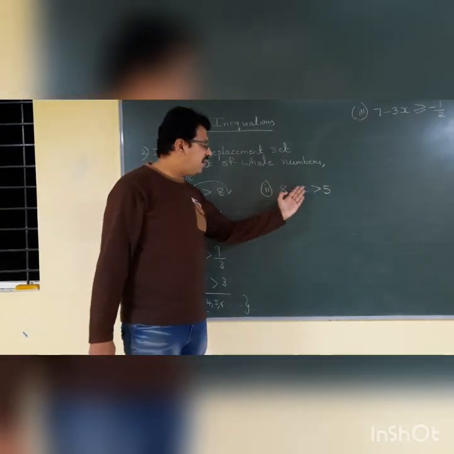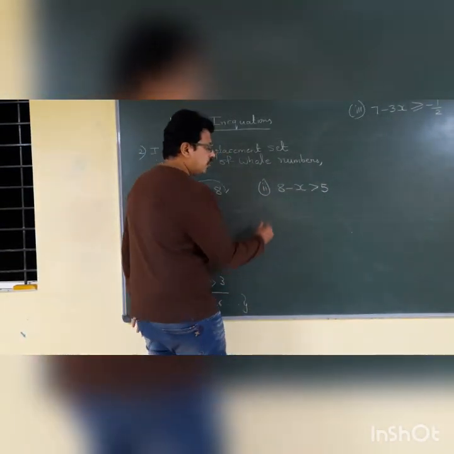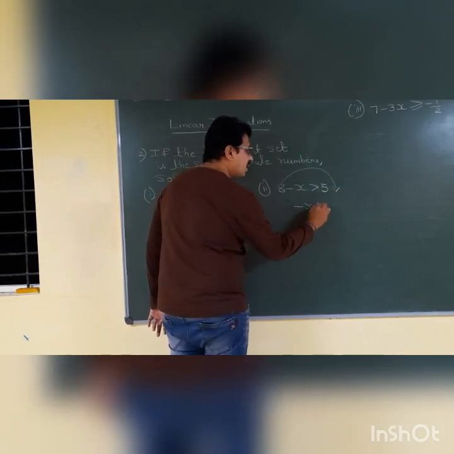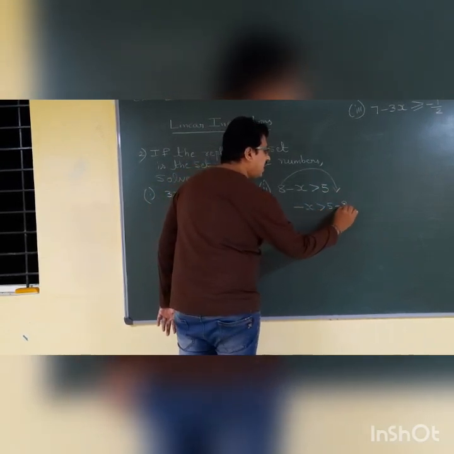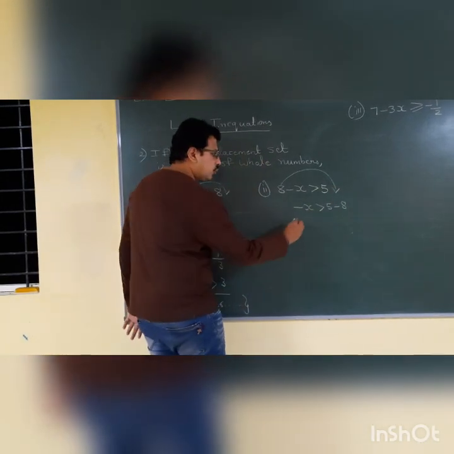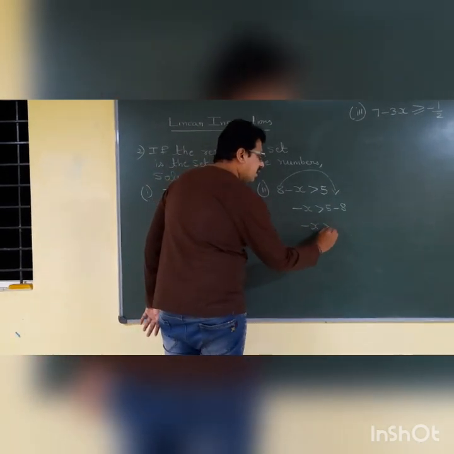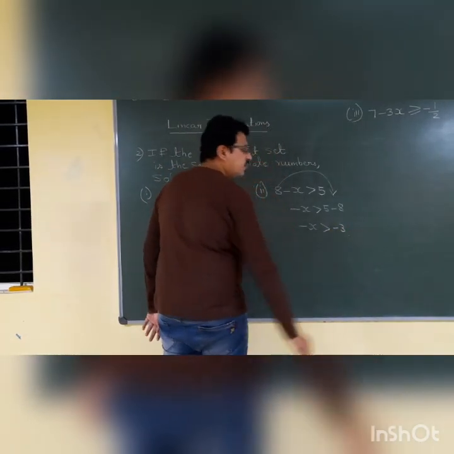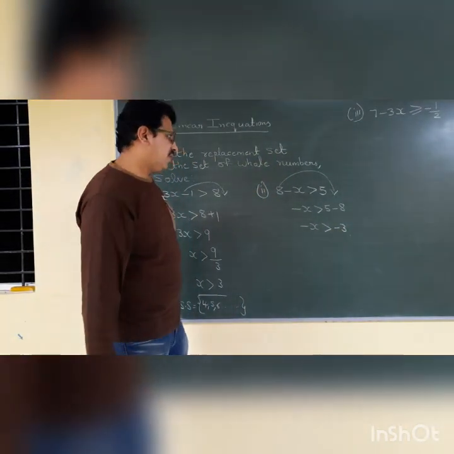It is 8 minus x is greater than 5. So I will bring this 8 to the right hand side. So minus x greater than 5 minus 8. 5 minus 8 is minus 3, which all of you know. Is it right, children? So it's minus 3.